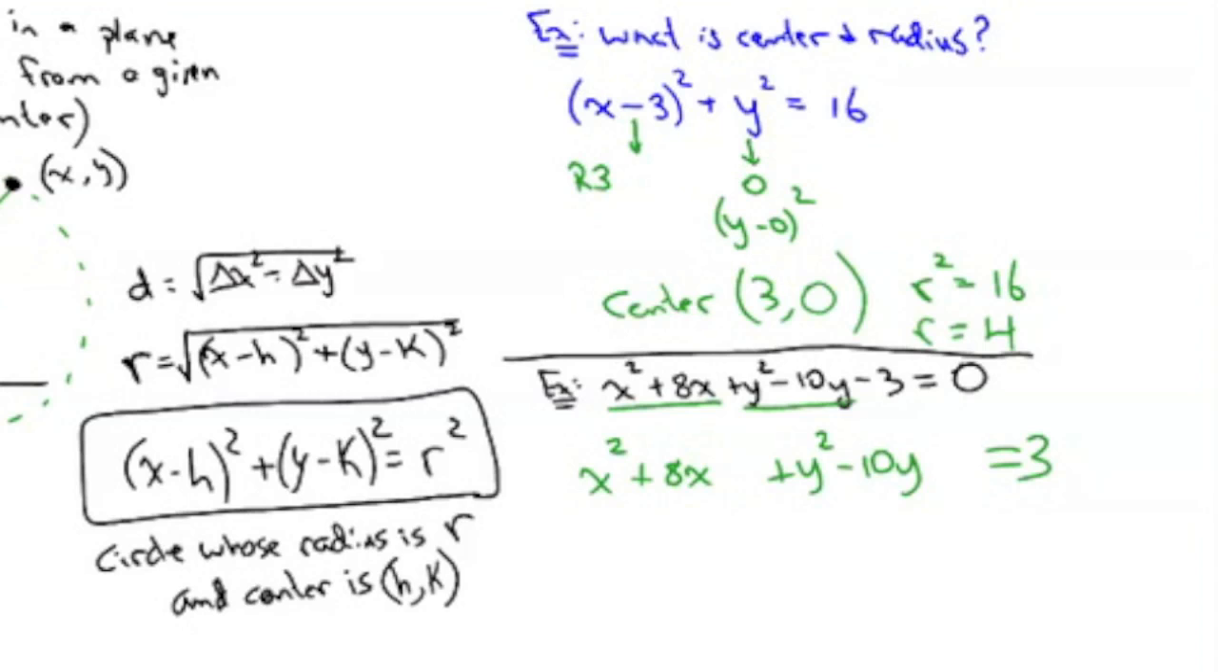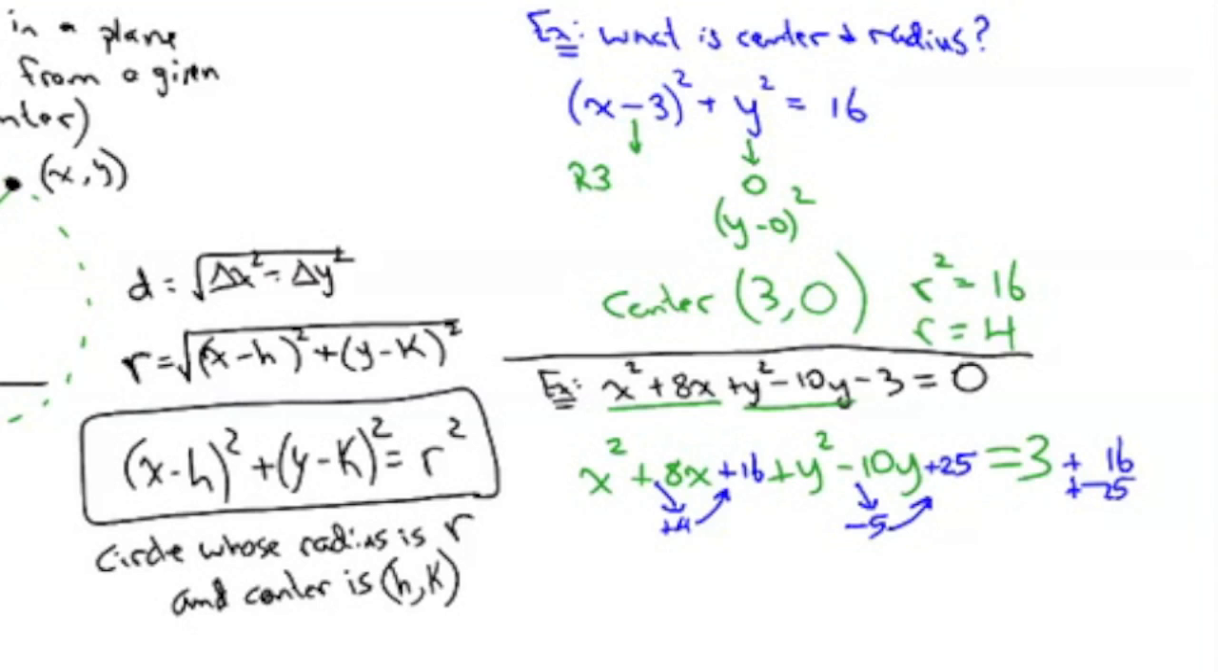Half of 8, positive 4, square it, positive 16. I have just added 16 to the left-hand side of the equation. Add it to the other side, plus 16. Don't leave it off just on one side. Then you come to negative 10, and you take half of negative 10. Negative 5. Square it. Positive 25. You have just added 25 to the left-hand side. Add it to the other side. All right?